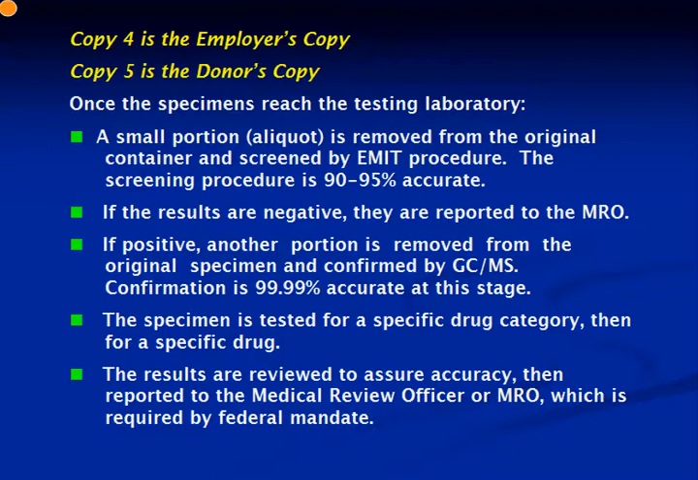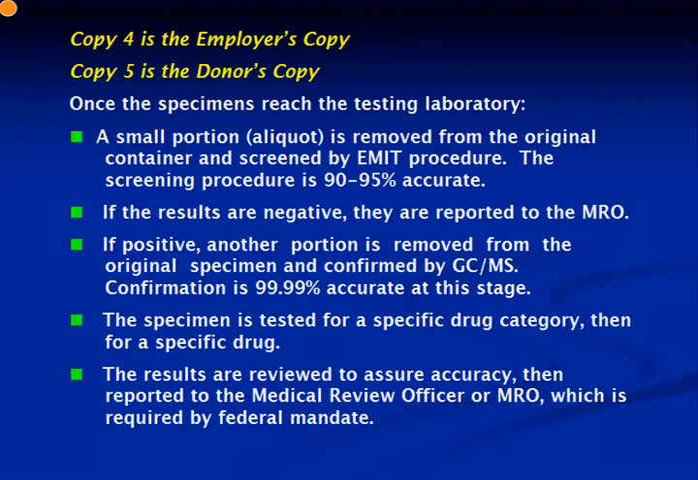Once the specimens reach the testing laboratory, a small portion, aliquot, is removed from the original container and screened by EMIT procedure. The screening procedure is 90 to 95% accurate. If the results are negative, they are reported to the MRO. If positive, another portion is removed from the original specimen and confirmed by GCMS. Confirmation is 99.99% accurate at this stage.